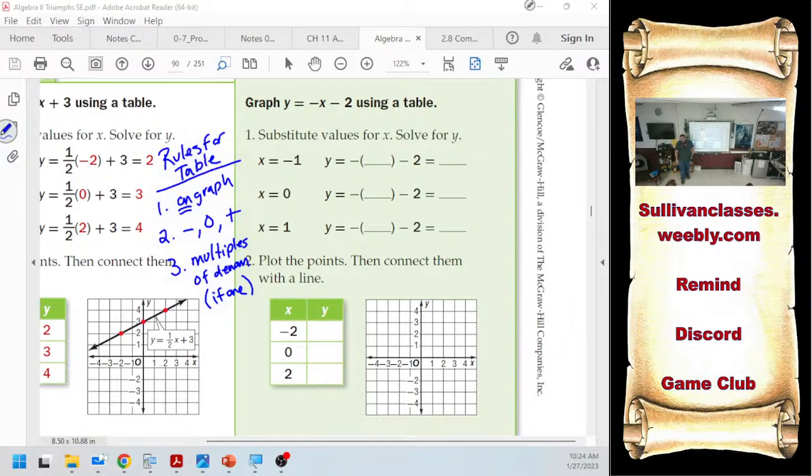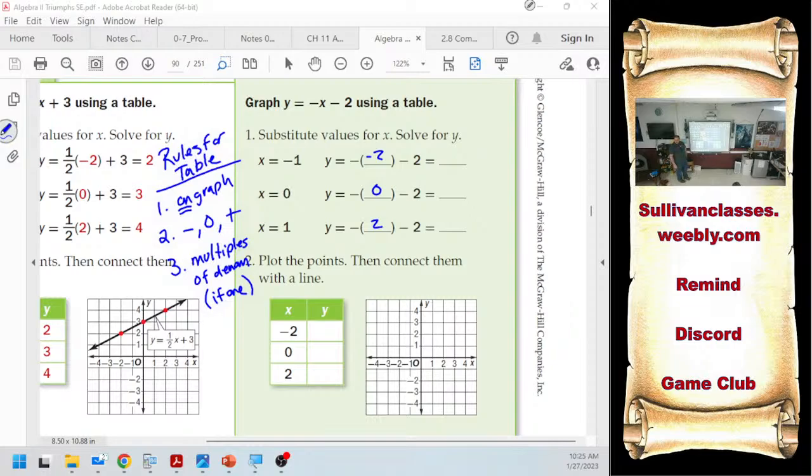They give me a table. Notice that those numbers are between -5 and 5. They have a negative, a 0, and a positive. And I don't have x over 5 or anything like that, so I didn't have to worry about multiples. You plug them in. -2, 0, 2.